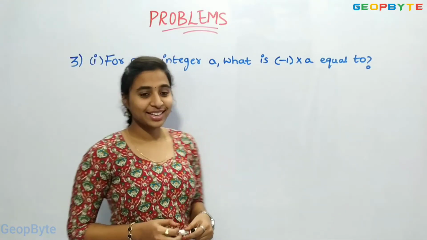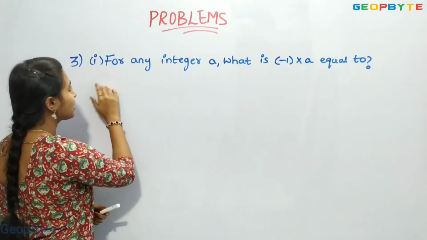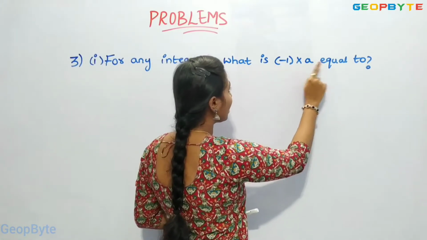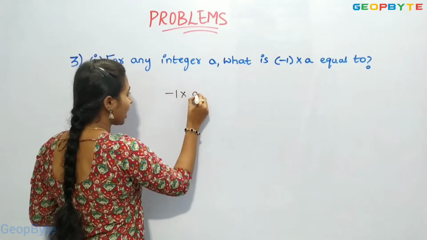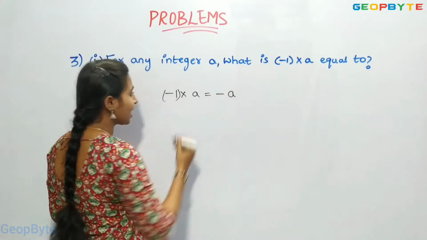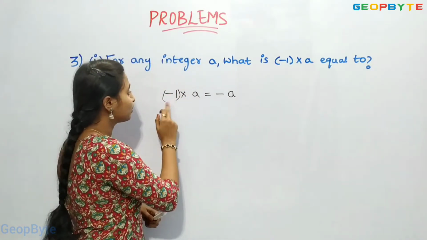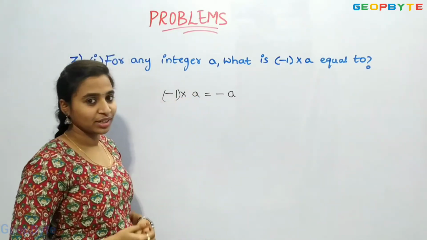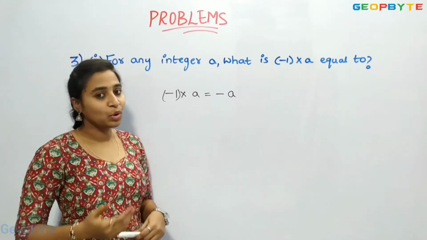Now let us see the third question. In this we have the first bit: for any integer a, what is minus 1 into a equal to? We will see, minus 1 into a becomes minus a, right? If we multiply our integer with minus 1, we will get the additive inverse of the given integer, right? Now let us see this type with some more questions.